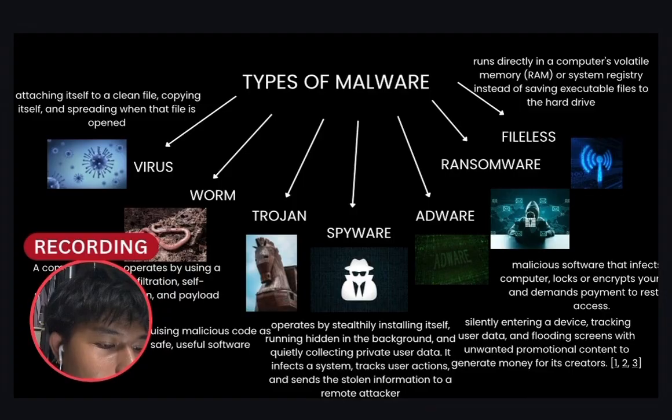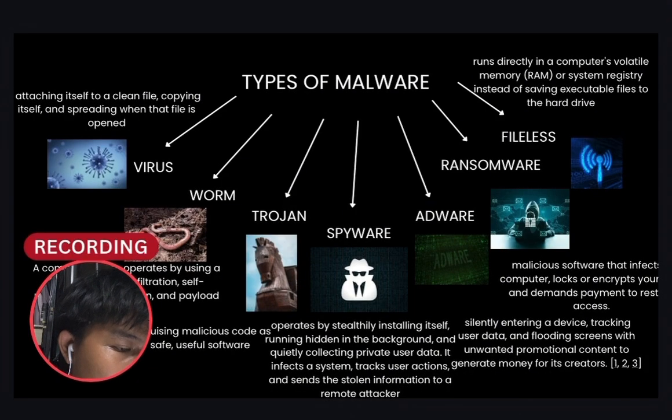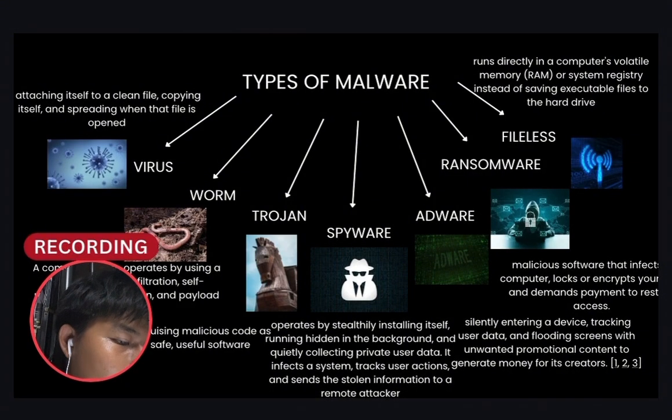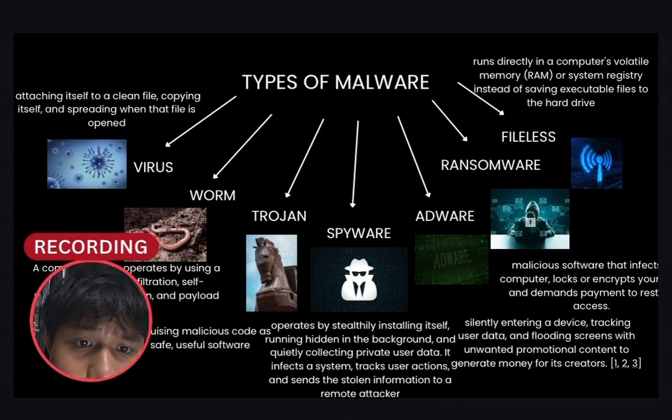Spyware will operate by stealthily installing itself, running hidden in the background, and quietly collecting private user data. It infects a system, tracks user actions, and sends the stolen information to a remote attacker. Adware silently enters a device, tracking user data and flooding screens with unwanted promotional content to generate money for its creators. While ransomware is a malicious software that infects a computer, locks or encrypts your files and demands payment to restore access.